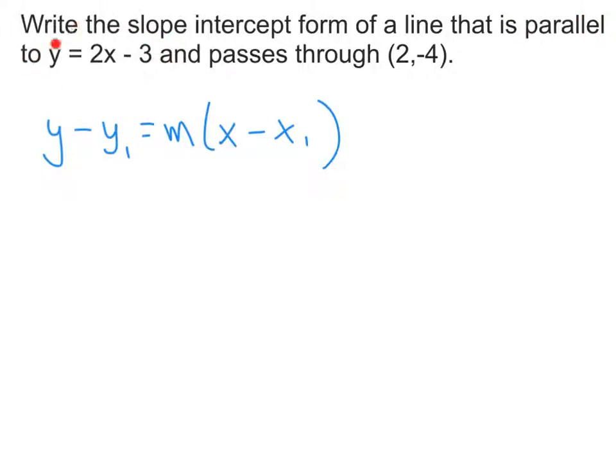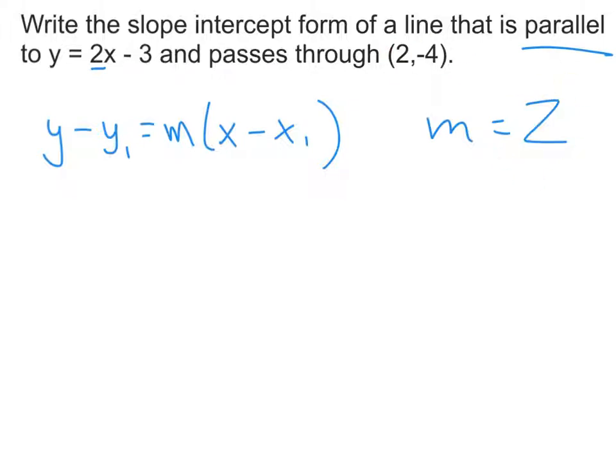So the first thing to figure out is, what is the slope of this line? Well, luckily this is in y equals mx plus b, and m is 2. So since we're parallel and this line has slope 2, our slope will be m equals 2. And then we have a point. We have a point also right here, and we just figured out the slope.